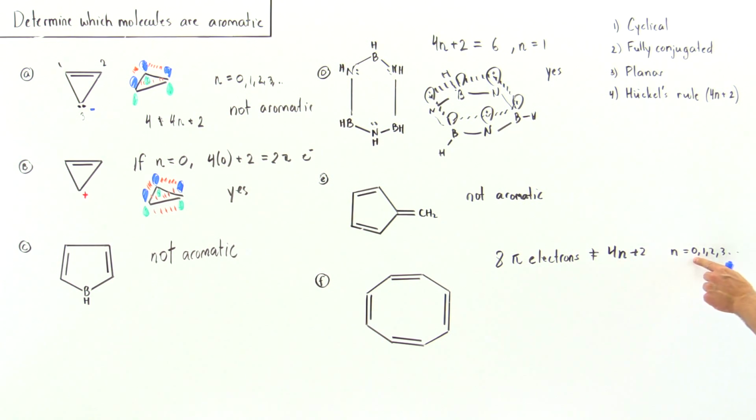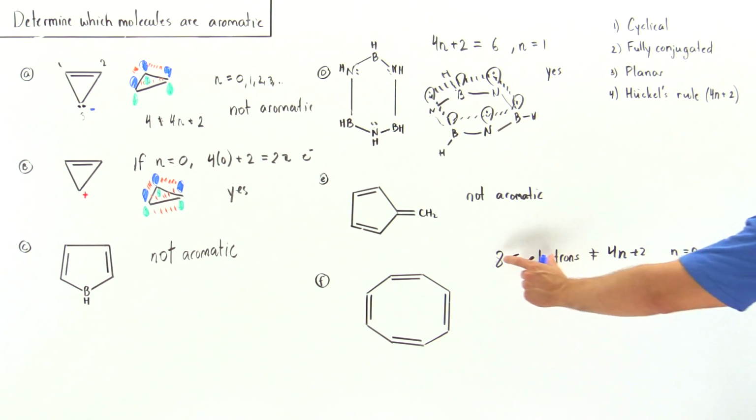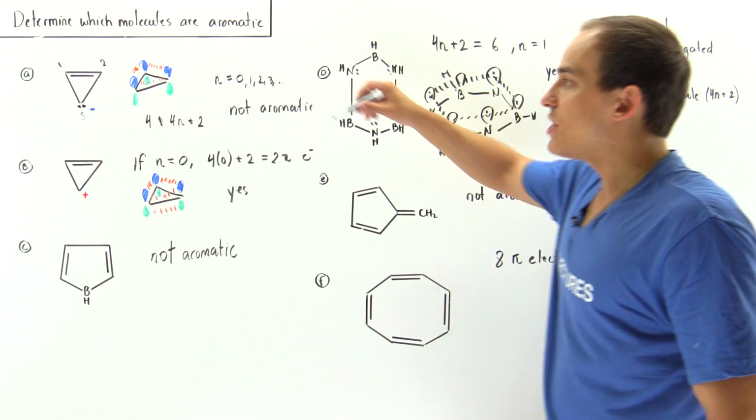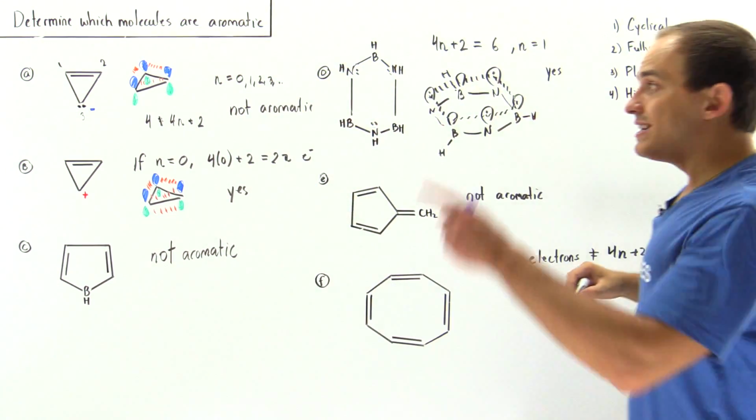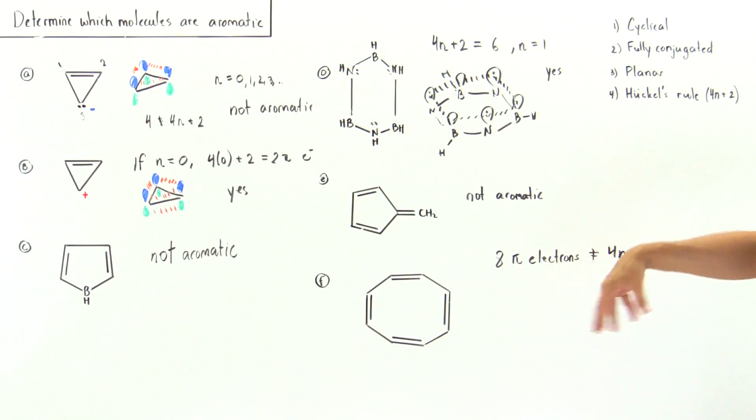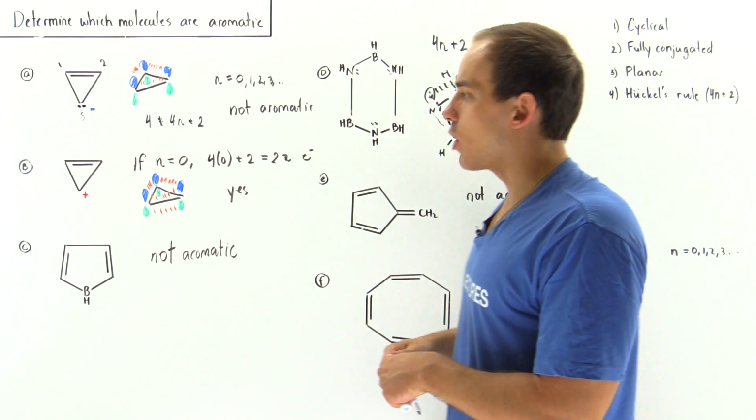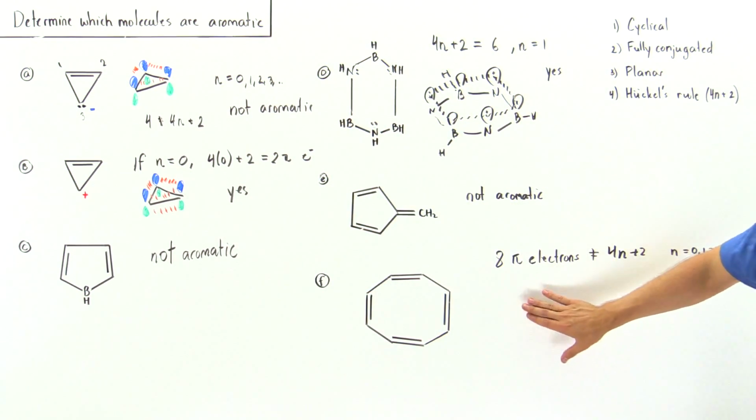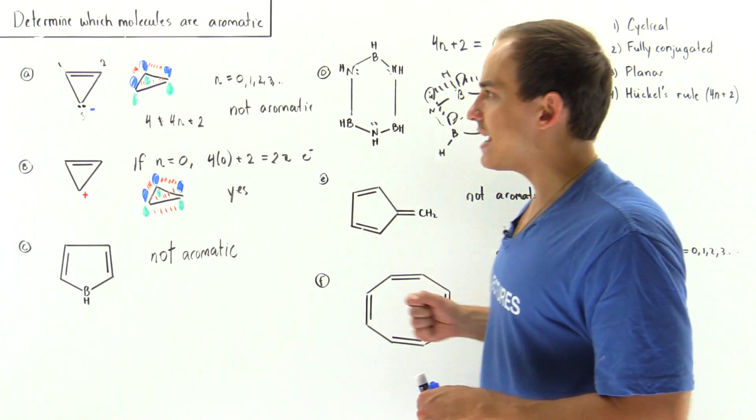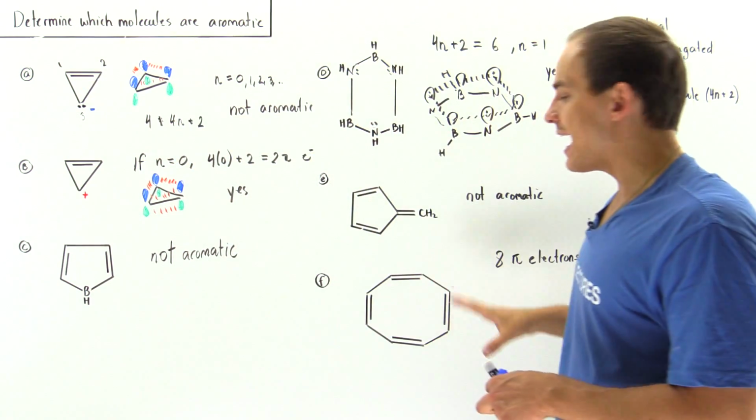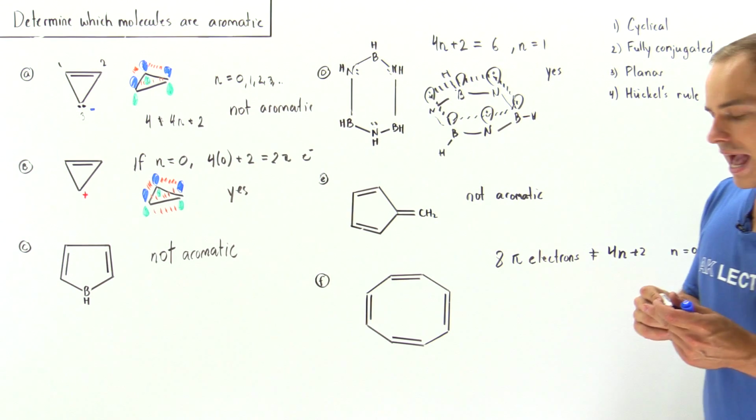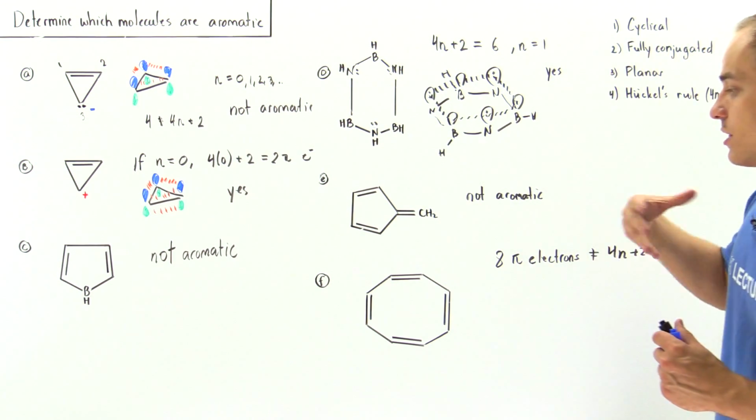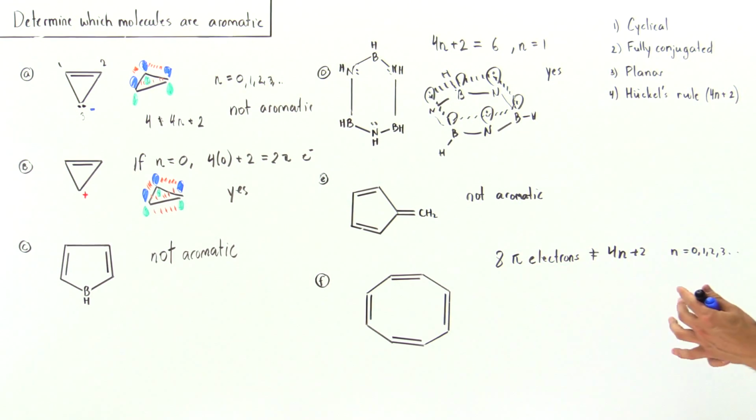So if n is equal to 0, this is 2. If n is equal to 1, this is 6. If n is equal to 2, this is 10. So we skip 8 in the same way that we skip 4. So neither 4 nor 8 is the correct number of pi electrons. And if we use the Frost method for this particular molecule, we will see in the same way that in this case it does not satisfy our aromatic compound. So this molecule is not aromatic.